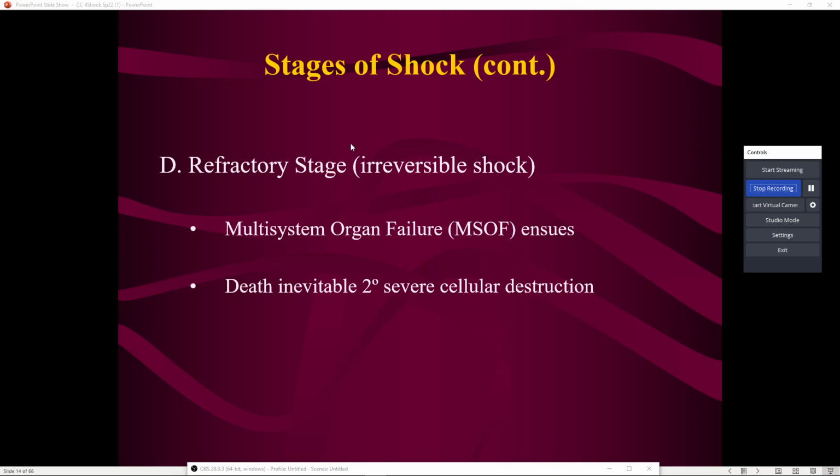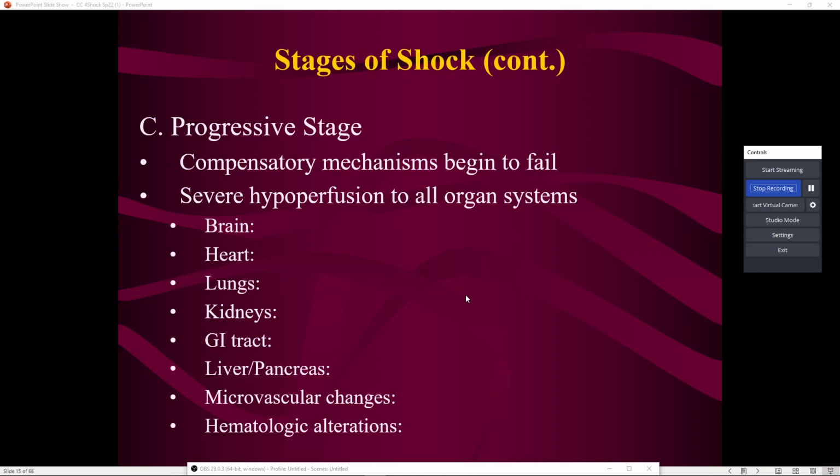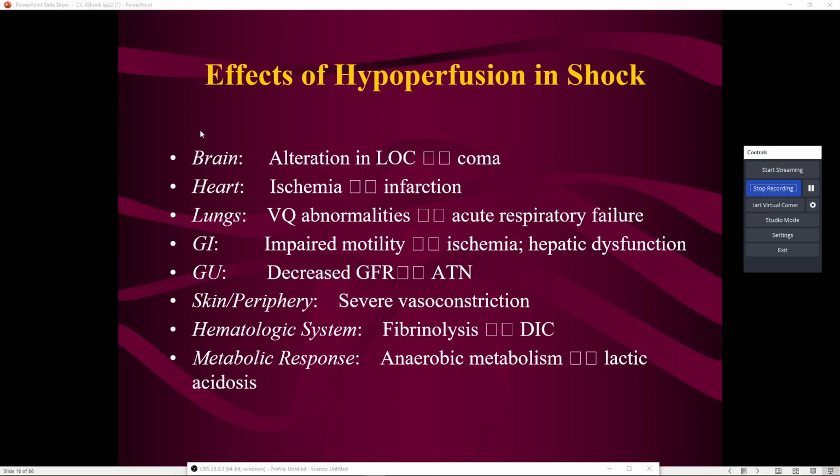If we do not intervene in the compensated or decomp phases of shock, the patient will absolutely die. If they step into full-blown irreversible shock with multi-systems organ failure, death is inevitable, and I said it earlier because the cells throughout the entire body are widespread dying fast. Okay? So, here, just if you ever need to go back and look at your hypoperfusion and shock, I would go back and take a peek at this. It just kind of talks about a little what's going on.